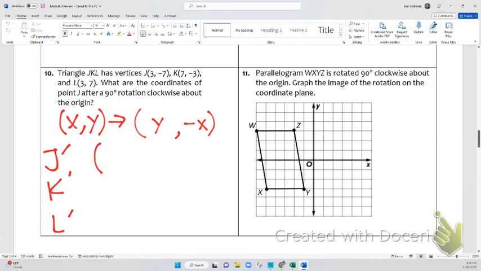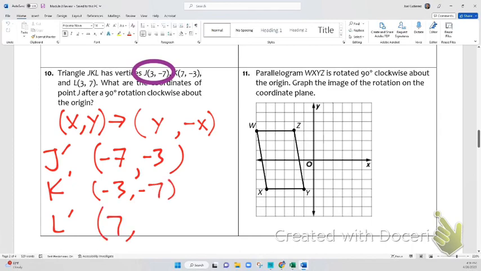So starting with the first one, if you look at J, right? The J is a 3 and a -7. So originally the 3 was the x, it now moves to the back and it becomes the opposite, so that makes it a -3. And then the y stays exactly what it is. So the y value was originally a -7, so guess what? It stays a -7. And if you do that for the rest of these, this becomes a -3 and a -7. And then the last one is simply a 7 and a -3.